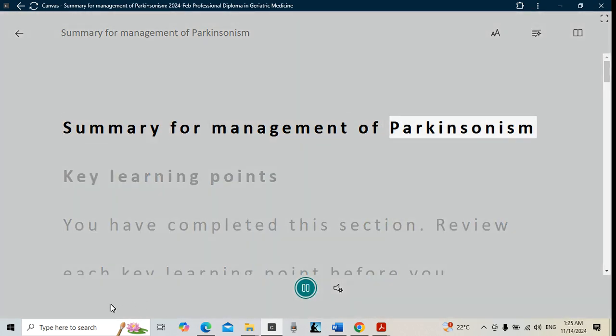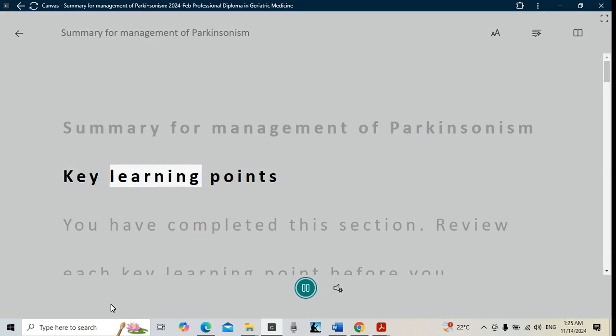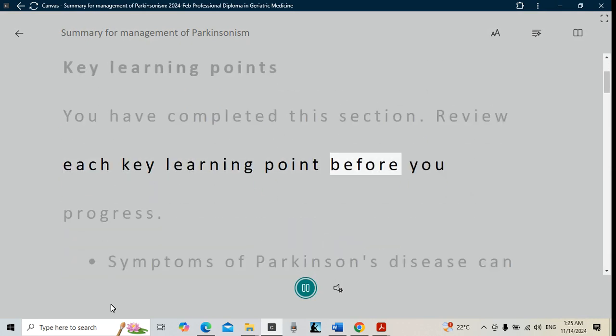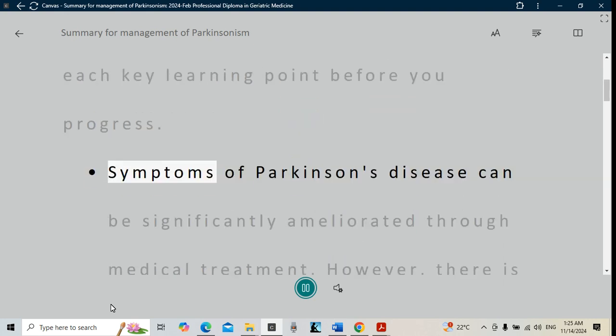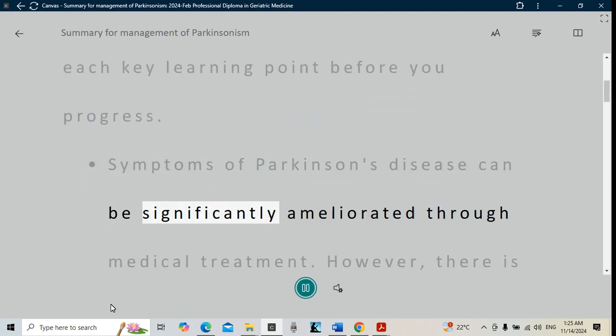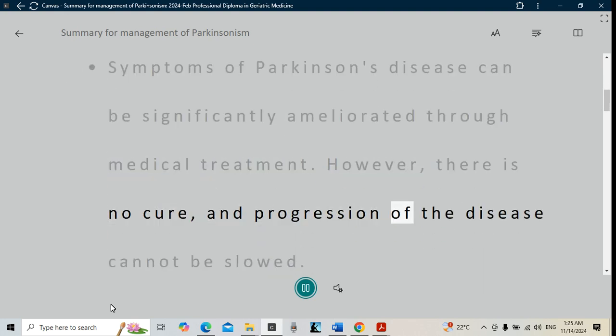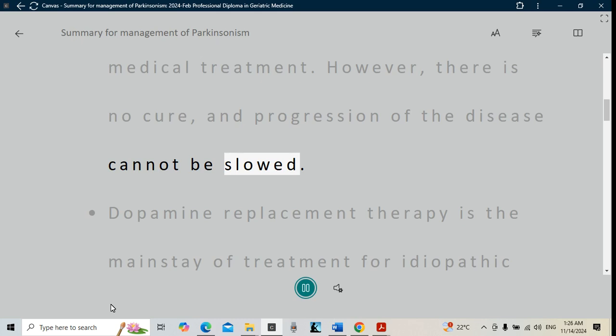Summary for management of Parkinsonism. Key learning points. You have completed this section. Review each key learning point before you progress. Symptoms of Parkinson's disease can be significantly ameliorated through medical treatment. However, there is no cure, and progression of the disease cannot be slowed.